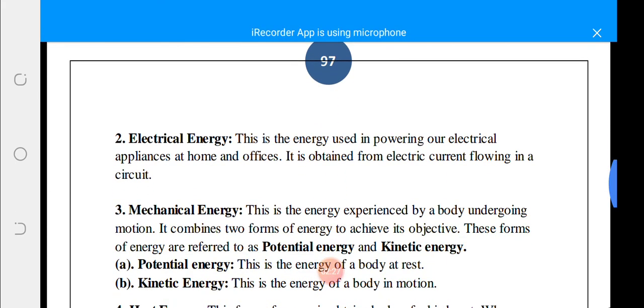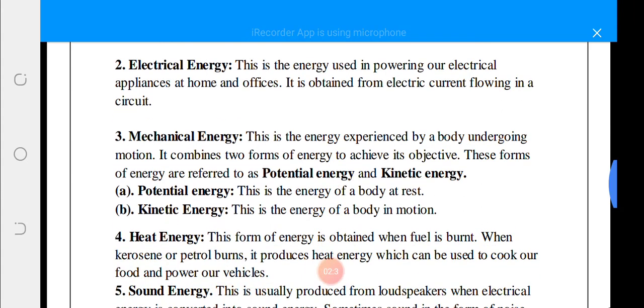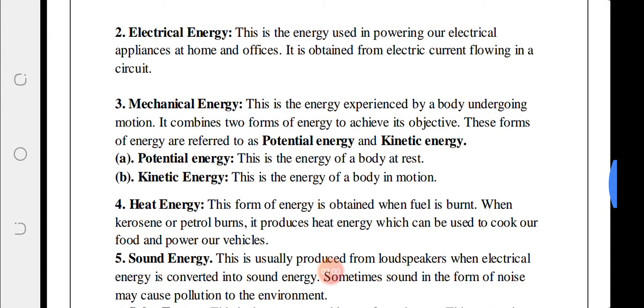Next, electrical energy. This is energy used in powering our electrical appliances at home and offices. It is obtained from electric current flowing in a circuit. For the mechanical energy, this is the energy experienced by a body undergoing motion. Anything mechanical is undergoing motion, and anything electrical is involving electricity. We have two forms of mechanical energy. The first one is called the potential energy, and the second one is called the kinetic energy.